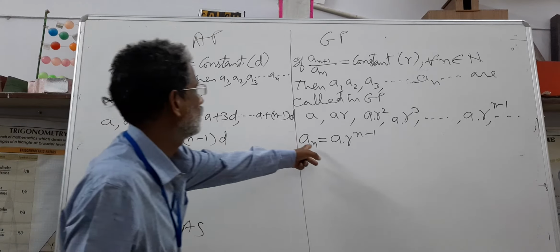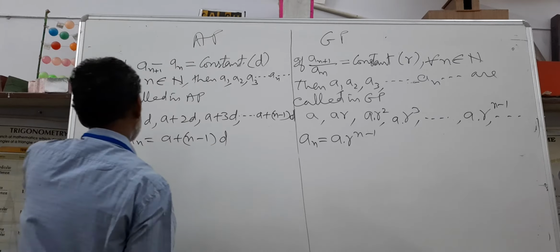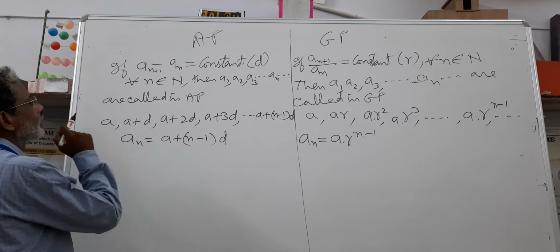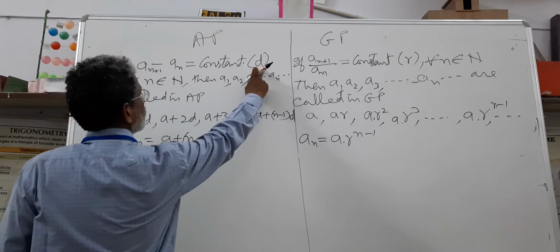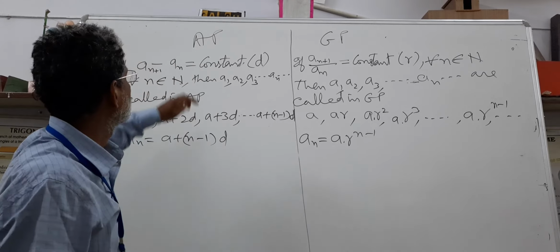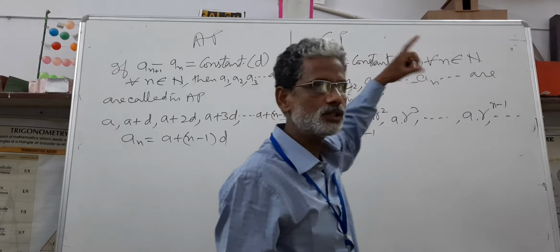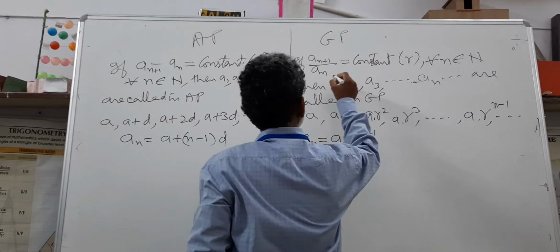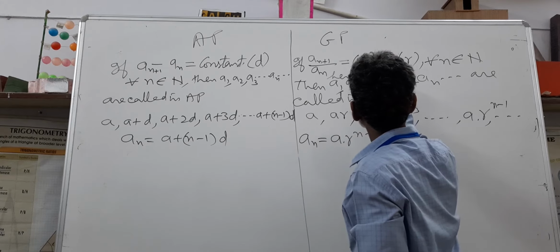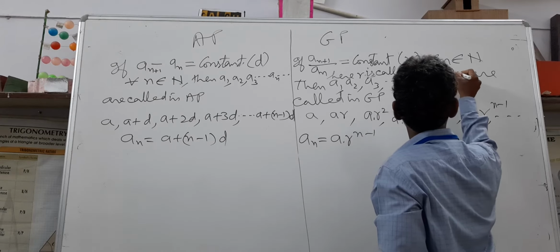So this is the formula for GP. Now here the constant is denoted by d and here the constant is denoted by r, known as the common ratio. This d is called the common difference, this r is called the common ratio, CR.